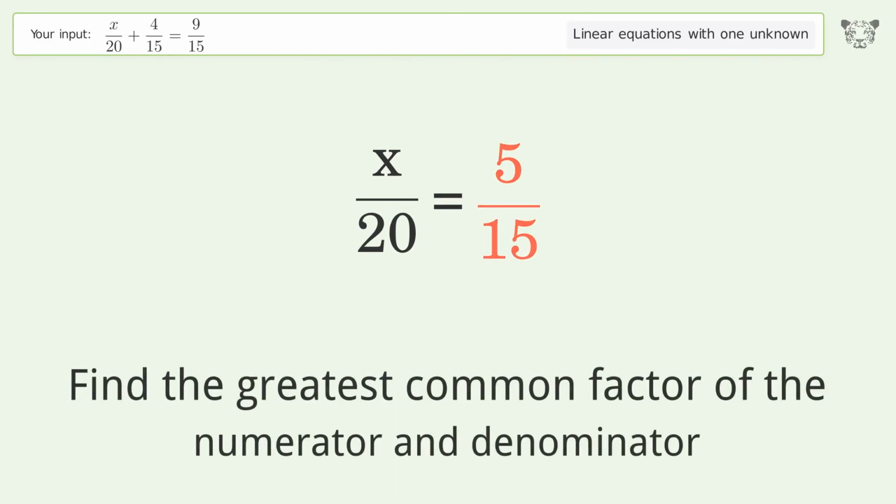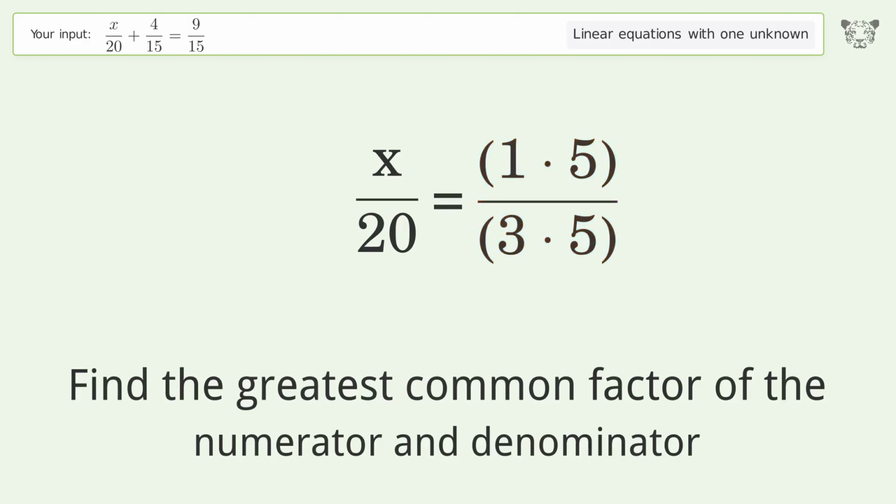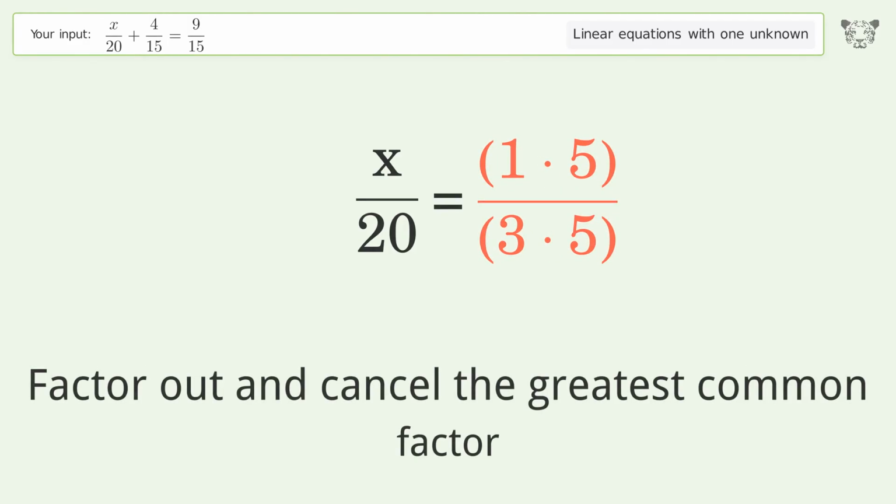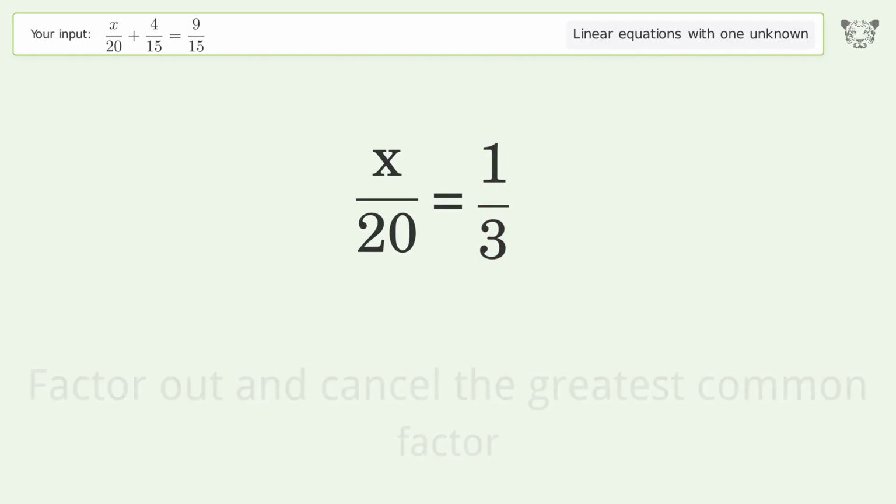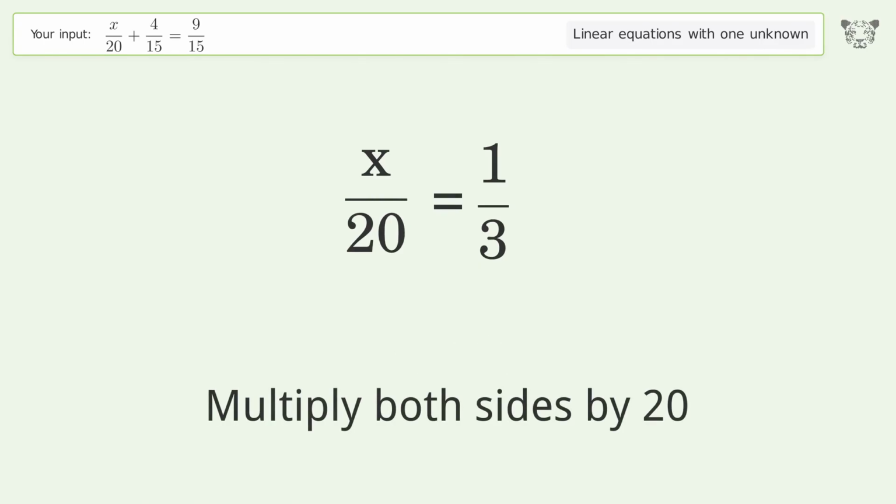Find the greatest common factor of the numerator and denominator. Factor out and cancel the greatest common factor. Isolate the x. Multiply both sides by 20.